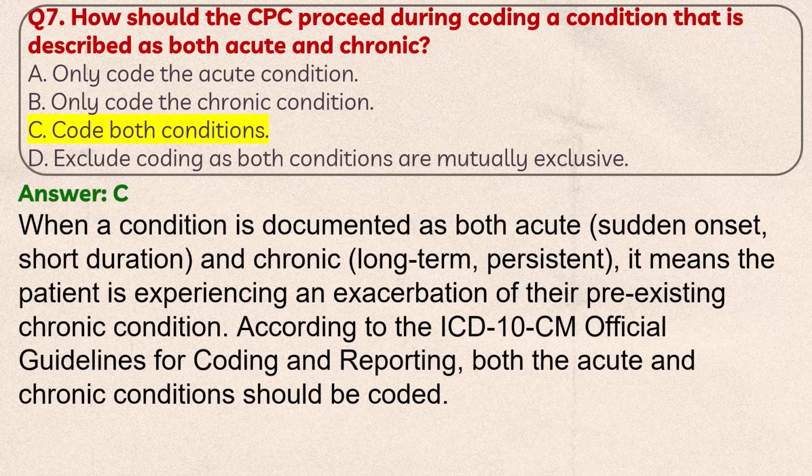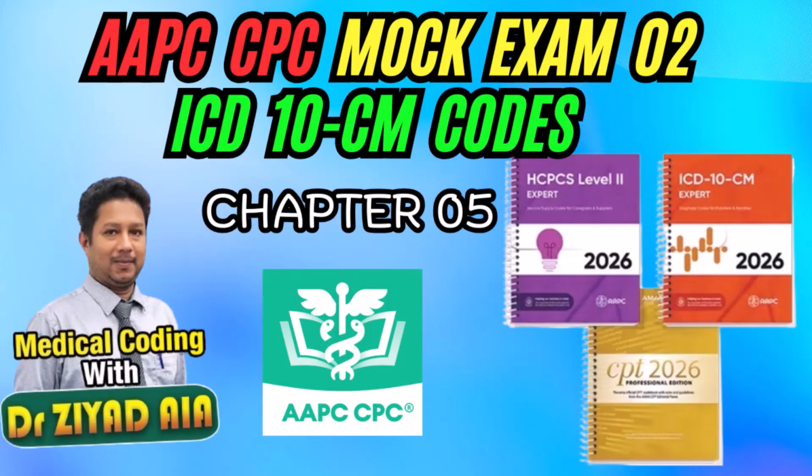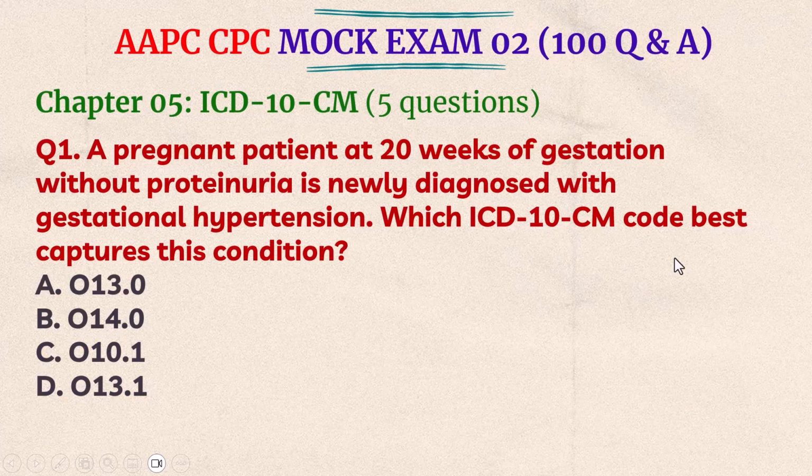So there are 7 questions that appear in the coding guidelines. Chapter 5, ICD-10-CM codes. There are 5 MCQs. Question number 1. A pregnant patient at 20 weeks of gestation without proteinuria is newly diagnosed with gestational hypertension. Which ICD-10-CM code best captures this condition? There are 4 answers available. All are adjacent codes. So please take your ICD-10-CM code book and find the answer.